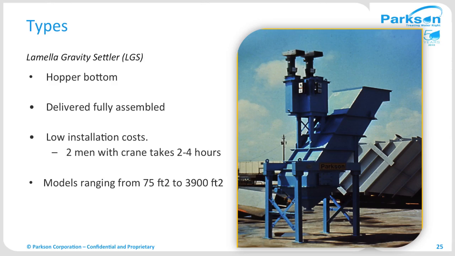There are 3 types of Lamella models available. The first one is called the Lamella gravity settler. It's a hopper bottom unit. This is our standard type of model. It's delivered fully assembled for the smaller models, and for the bigger models, we will be shipping the flash mix, flocculator, and hopper separately, but the plates will be installed within the top portion of the unit.